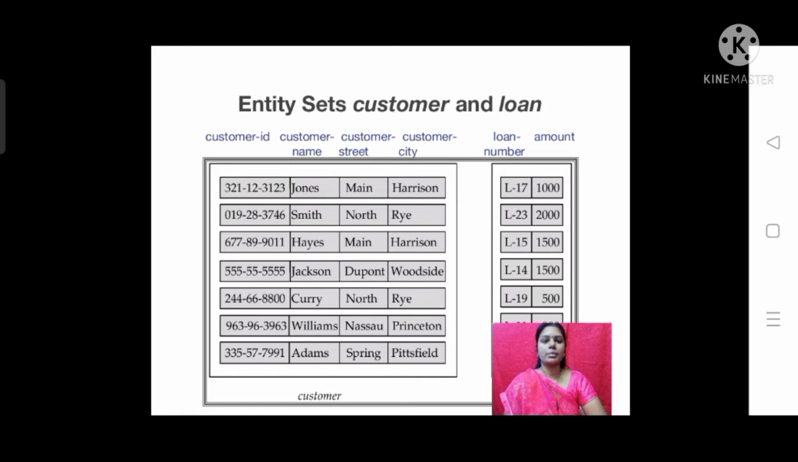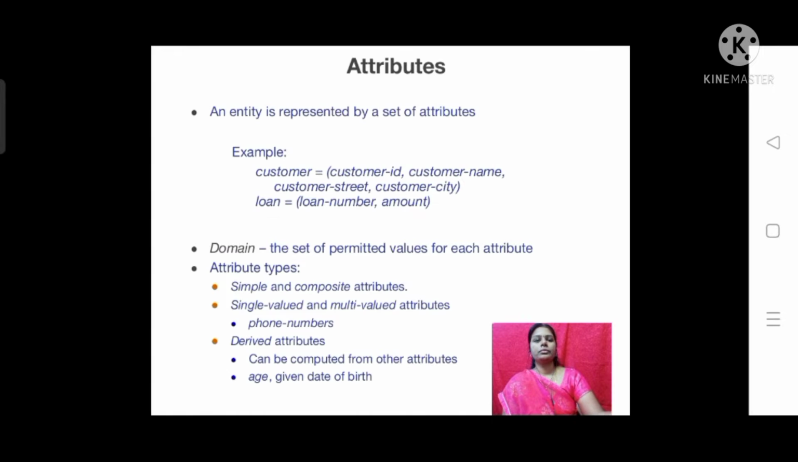Here are the two tables, customer and the loan table. Customer and loan are called the entities, and the attributes are customer ID, customer name, customer street, customer city, and the loan number and amount. An entity is represented by a set of attributes, that is, descriptive properties possessed by all members of an entity set. Example, customer contains the attributes customer ID, customer name, customer street, customer city, and the loan has attributes such as loan number and amount. Here, the customer and the loan are called entities.